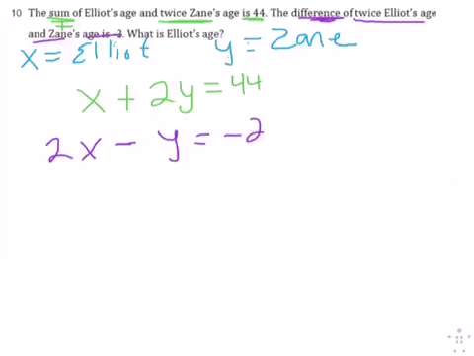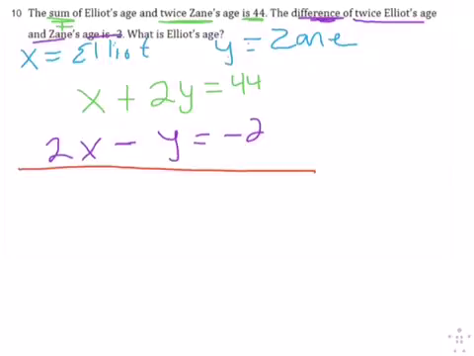So now we're going to solve the system of equations. I would go ahead and decide to use elimination because they're both in standard form. And I would multiply the top equation by 2 so that the x's match. You could also multiply the bottom equation by 2. If you multiply the top by 2, you have to do 44 times 2, which gives you 88, a larger number.